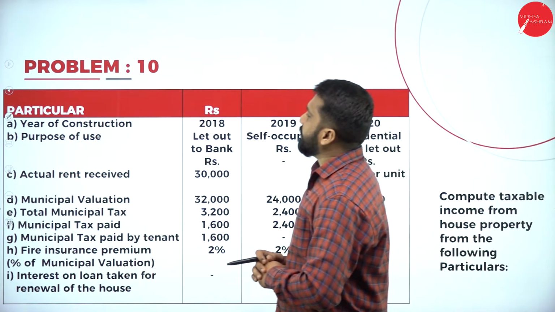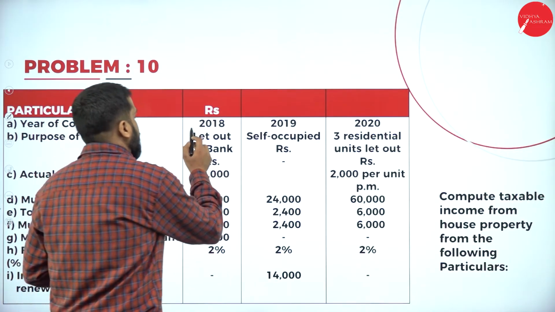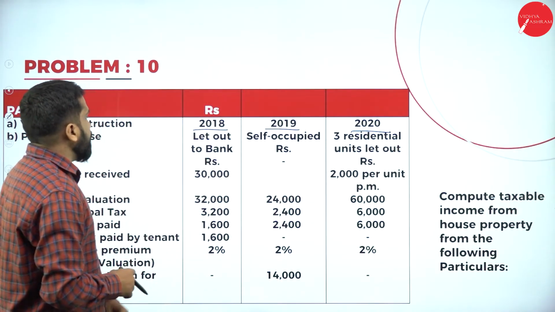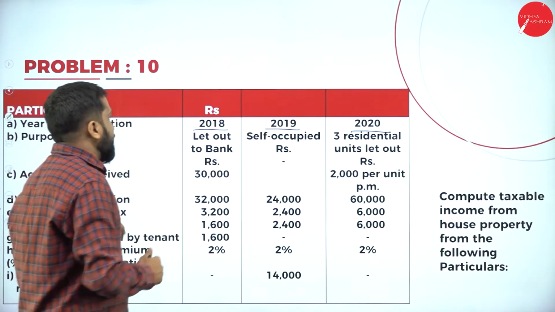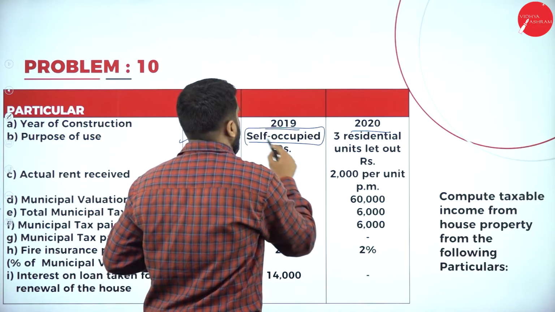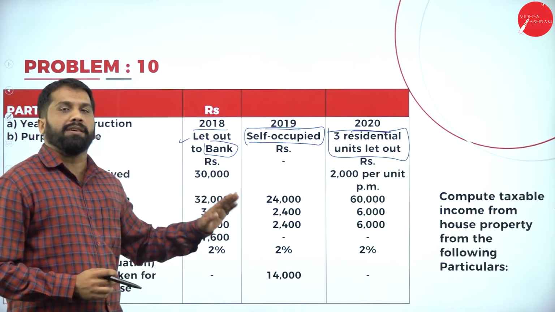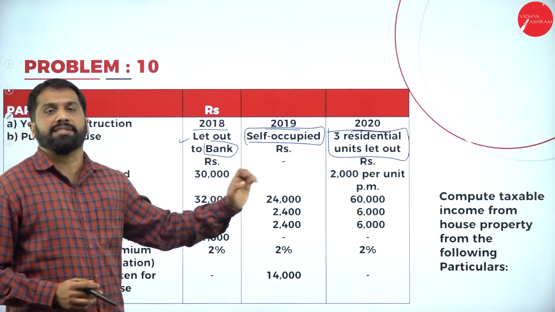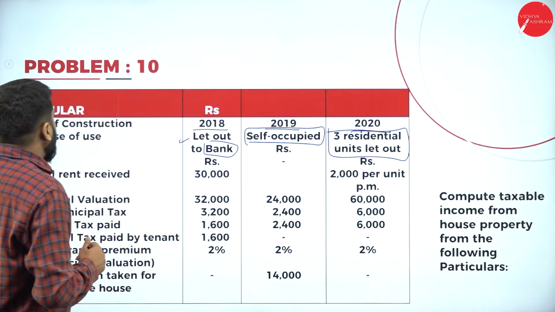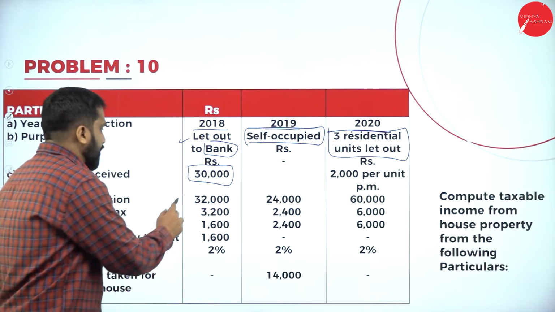Now, year of construction. What is the year of construction as per this? 2018, 19 and 2020. Now, purpose of use. This is let out to bank, this is self-occupied, and this is 3 residential units. Almost it is similar to your previous problem, but numbers are changed so that we can do it easily. Now, actual rent received 30,000, municipal valuation 32,000.